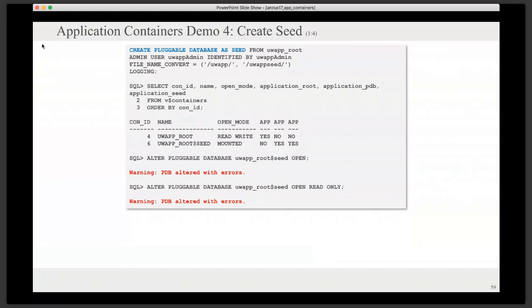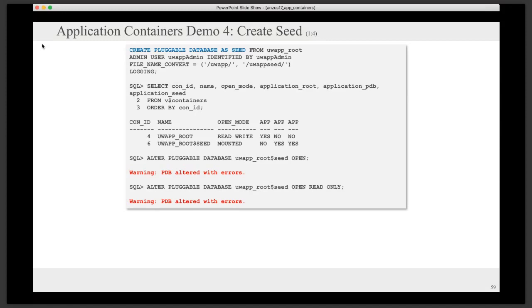When I now look in $sign containers, I can see that I have my root, which is container 4 that I'm in, and I've created a new container number 6, which is my seed for this particular. And you'll notice that the first one where it has those 3 apps is yes, no, no. And the first yes is application root. The second one is no, yes, yes, which stands for application PDB and application seed. So the data dictionary is giving you this view of this information.